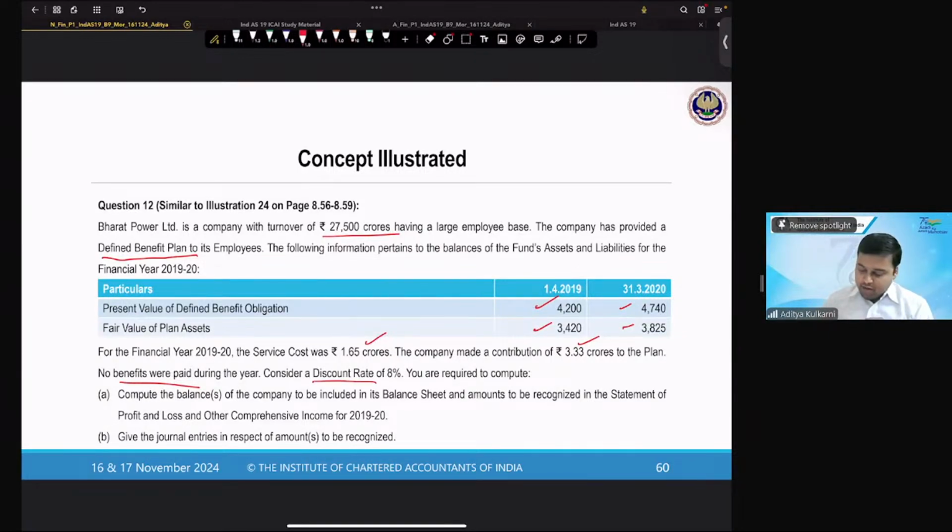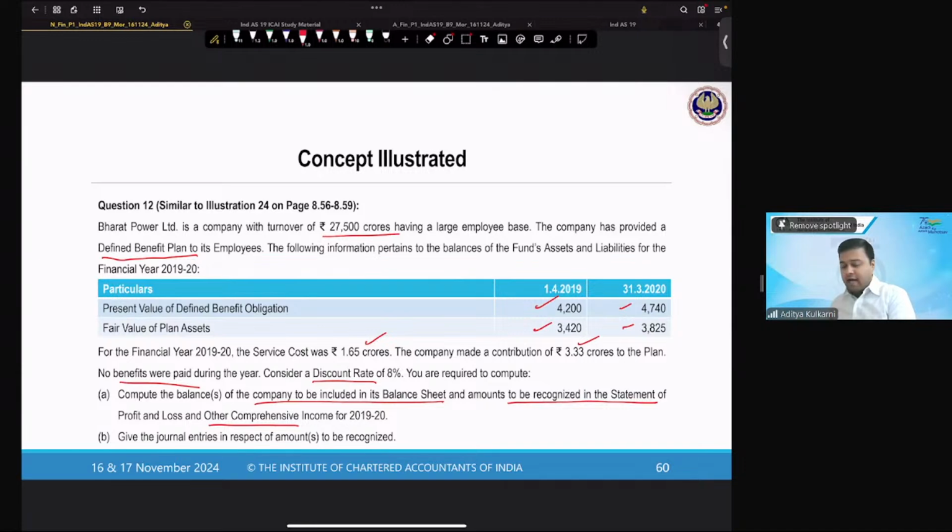Consider a discount rate of 8%. Required, compute the balances of the company to be included in its balance sheet, as well as amounts to be recognized in the statement of P&L and other comprehensive income for 2019-20, and give the journal entries in respect of the amounts to be recognized. Is it okay? Shall we start? Anybody has any doubt so far? No, sir. Okay, so let us start.